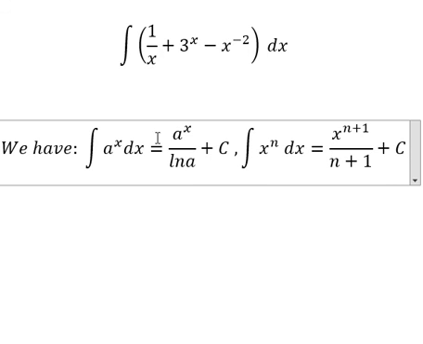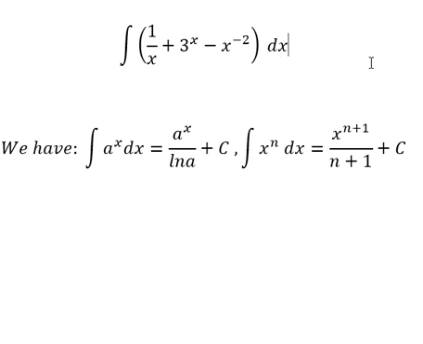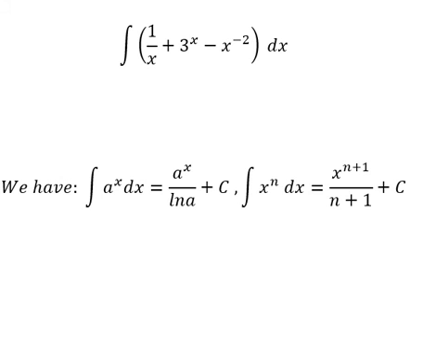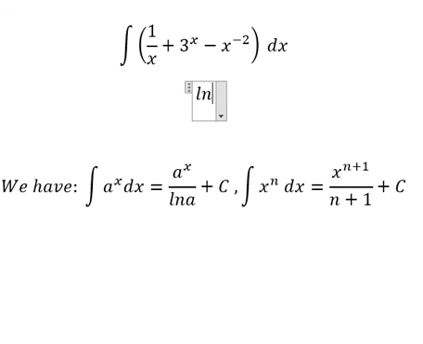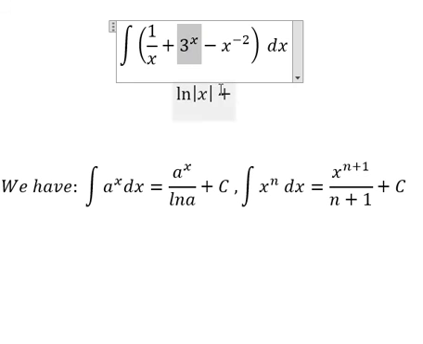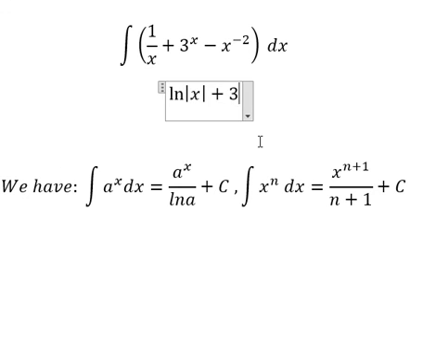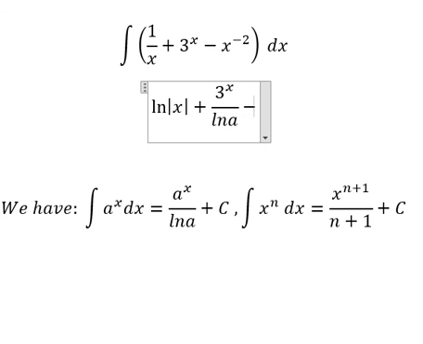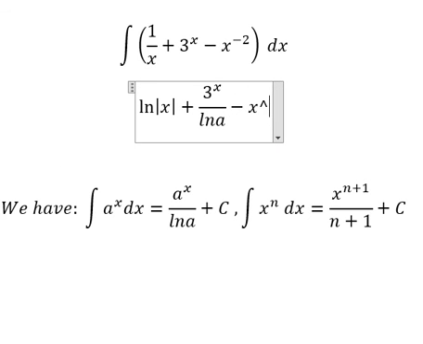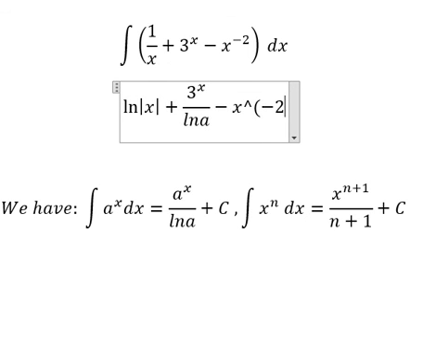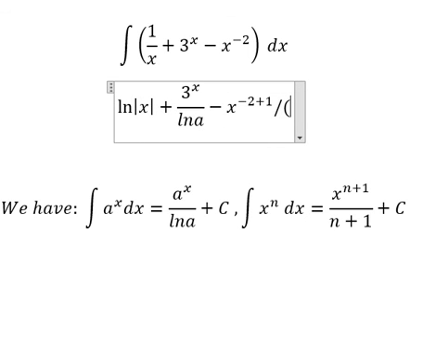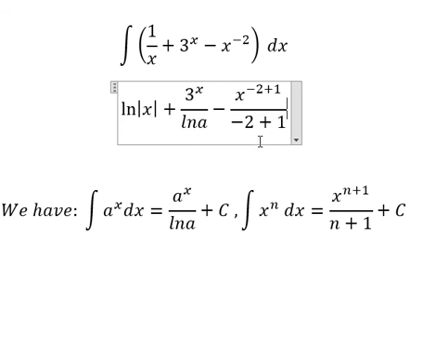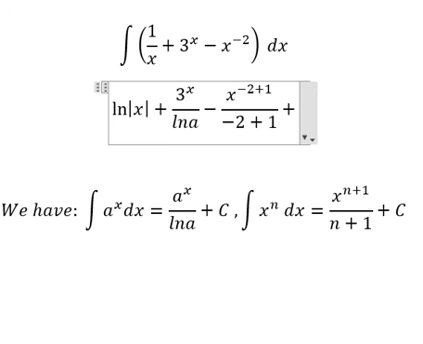Now we can apply two formulas in here, and this one is about ln of the absolute value of x. About this one, we have 3 to the power of x over ln 3, and the next one is about x to the power of negative 2 plus 1 over negative 2 plus 1, and I will put plus C.